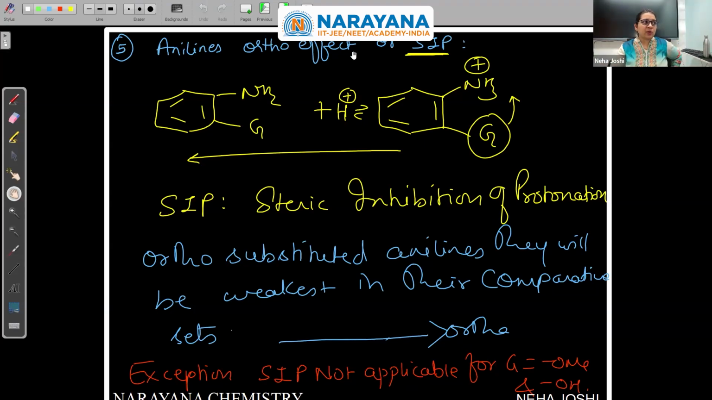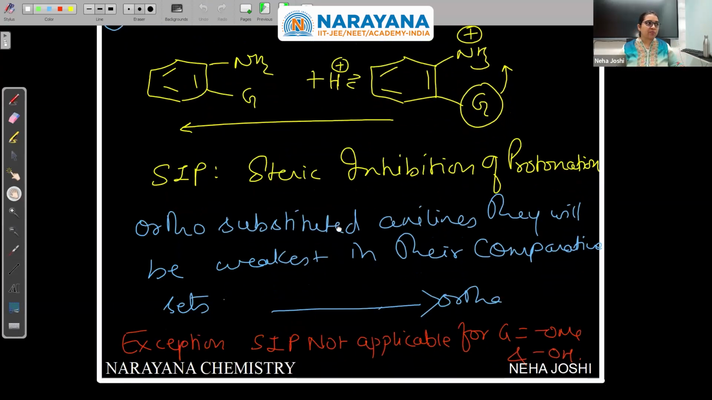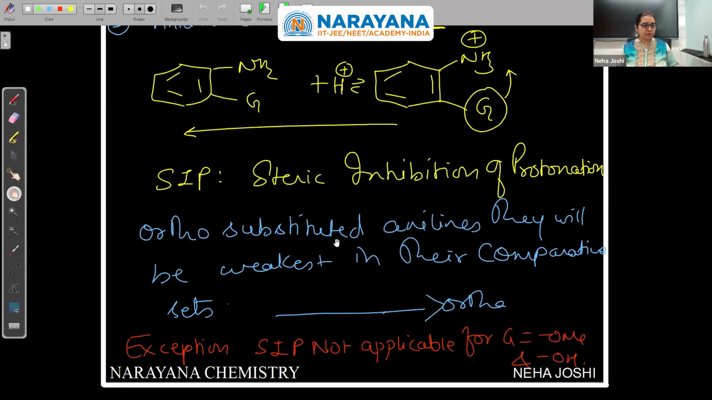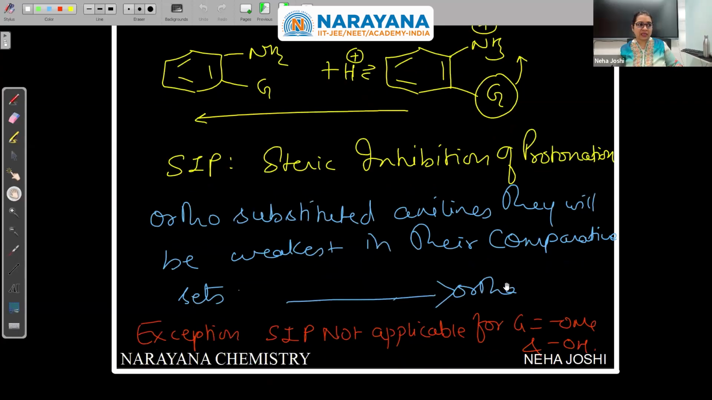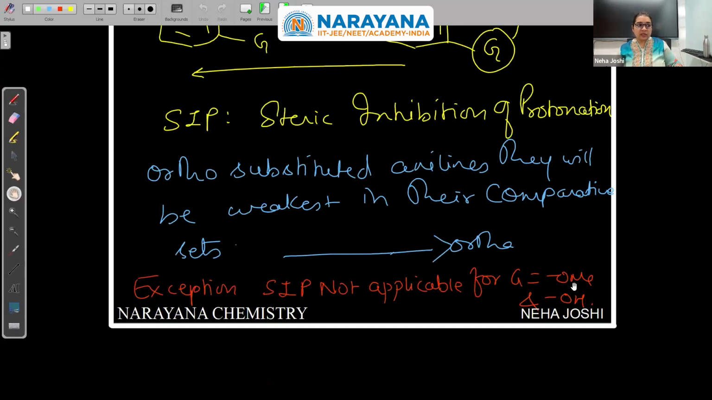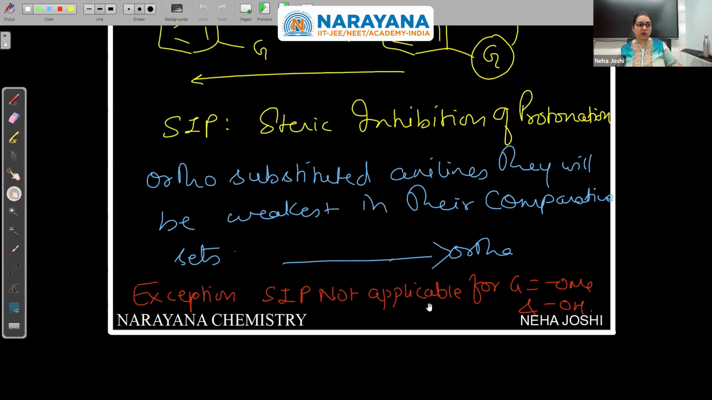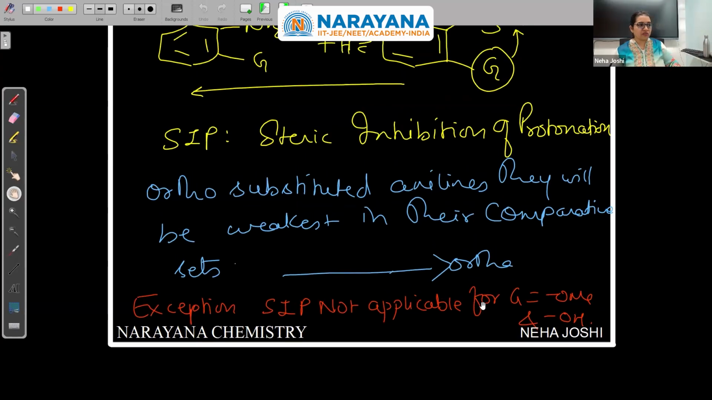Okay. So in anilines, ortho effect or SIP, steric inhibition of protonation, that anything present at ortho position will make them a poorer base as compared to the contemporary, right? But the exception to SIP, okay, is OMe and OH. In OH and OMe, steric inhibition of protonation is found to be absent.